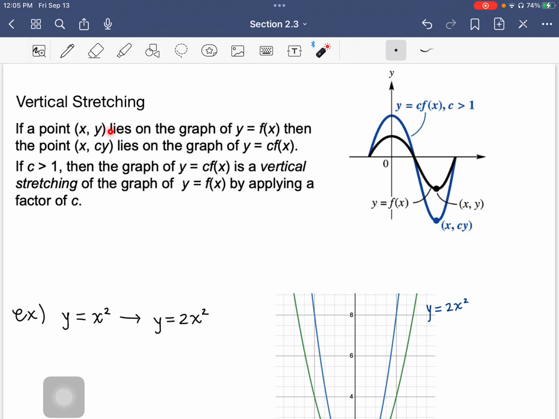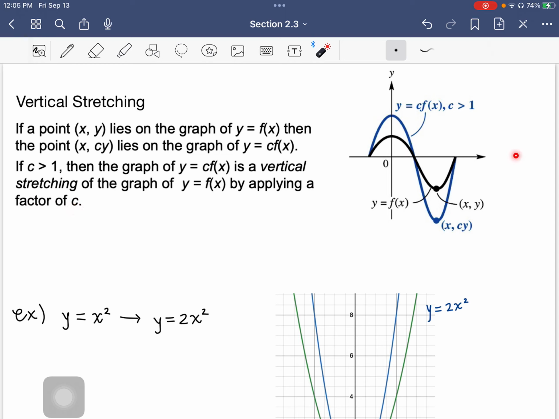If we have some point x comma y and it lies on the graph of y is equal to f of x, then we know that this point is going to lie on the graph of y is equal to c times f of x. Now, if this c is greater than 1, then our graph y is equal to c times f of x is going to be called a vertical stretching of our original graph y is equal to f of x, because we're applying a factor of c to this guy.